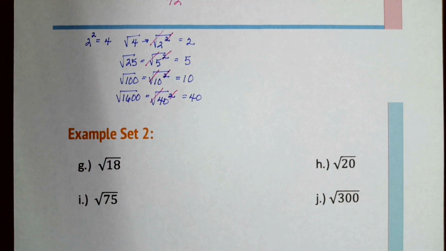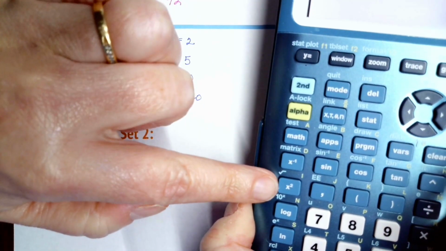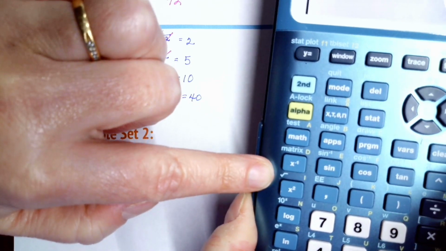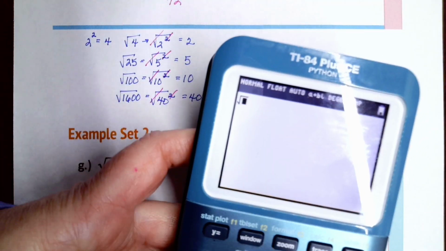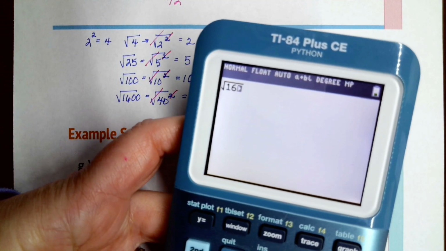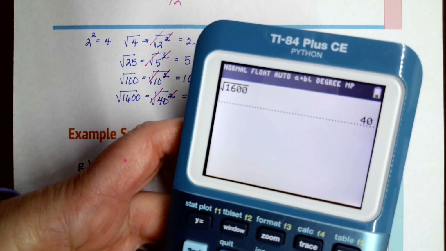Now, if you're not sure, you're always welcome to punch it on your calculators. So remember that on the calculator, regardless of which calculator you have, and I do apologize, I don't have a red one here with me at home, you're always looking for that squared key, and above it should be the radical. So remember to find that. That's the second key, and then the radical key, and then it'll show up. So if I wanted the square root of 1600, I can always punch that on my calculator. So you can absolutely check them that way.